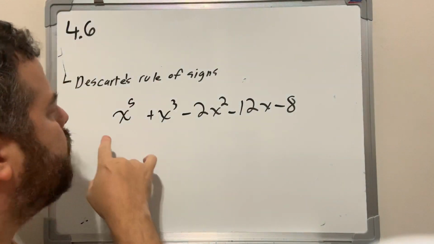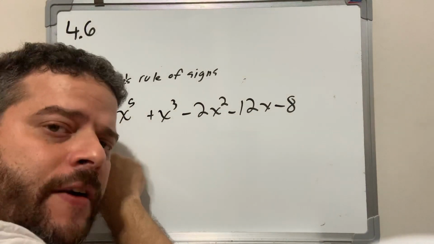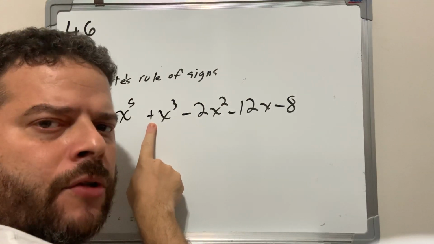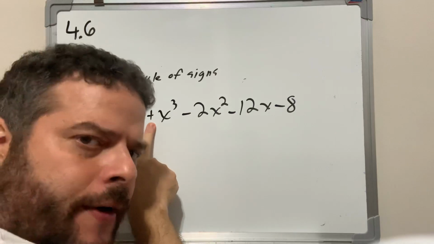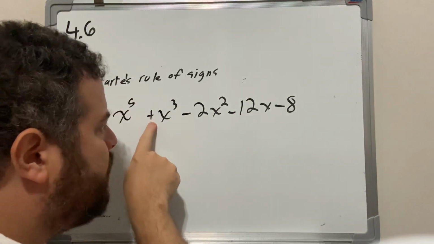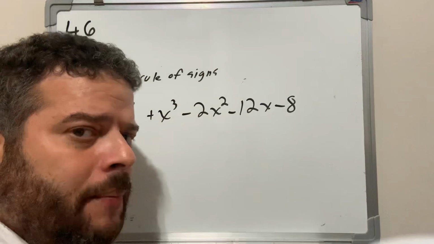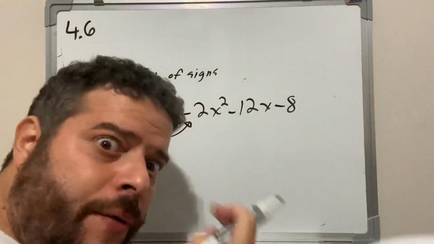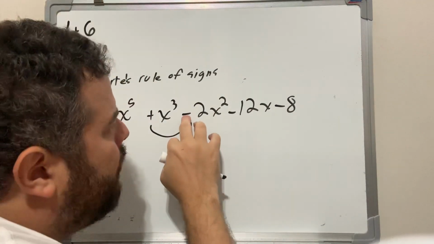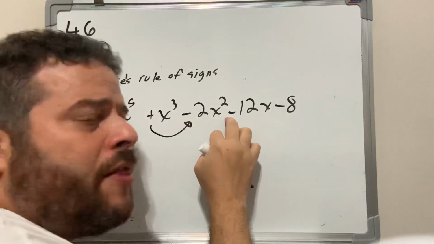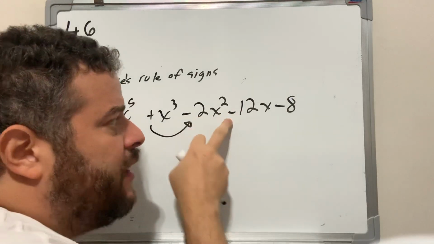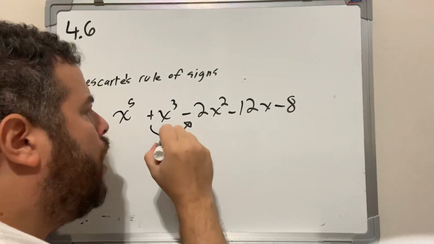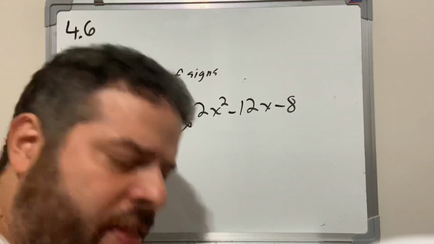So let's begin. This is a positive number. And after this number, I have another positive number. So no sign change happened there. But from this positive number, now I go to a negative number. So a sign change did occur. And I put a small arrow there to remind me. From this negative number, I go down to another negative number. And from this negative number, I go down to another negative number. So only one sign change happened in this case.